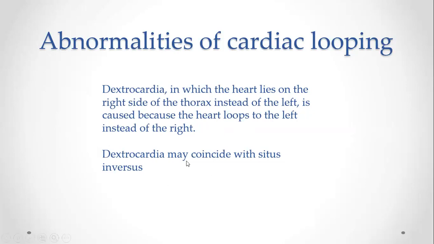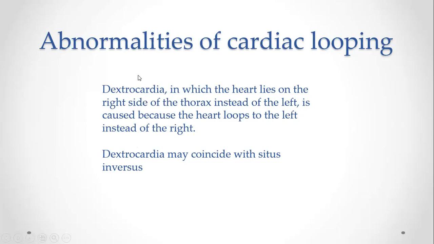Sometimes dextrocardia may coincide with situs inversus. What does it mean? Situs inversus is a condition where all the structures which are supposed to be on the right side will be on the left side, and the structures which are supposed to be on the left side will be on the right side. So the liver will be on the left side instead of the right side. The stomach will be on the right side instead of the left side. All the organs will be in the opposite direction, and the heart will also be in the opposite direction, that is, on the right side.